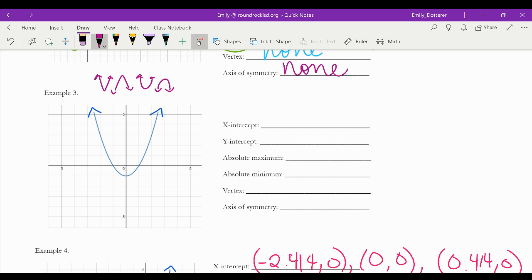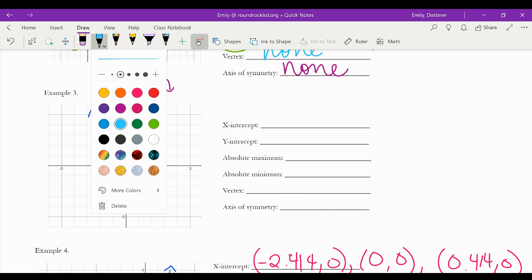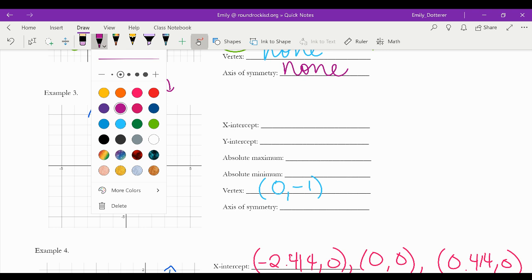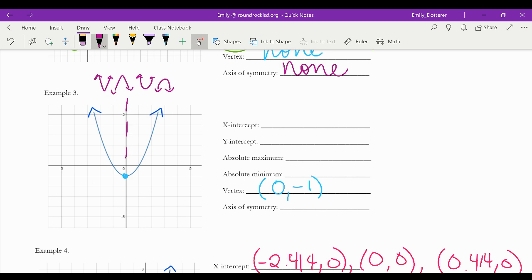There we go. If it does not make only that shape on the entire graph, no vertex or axis of symmetry. This one does. So the vertex is at our minimum. So that's an absolute minimum because it is the absolute lowest place on the graph. Axis of symmetry is going to be x equals the x value from the vertex.